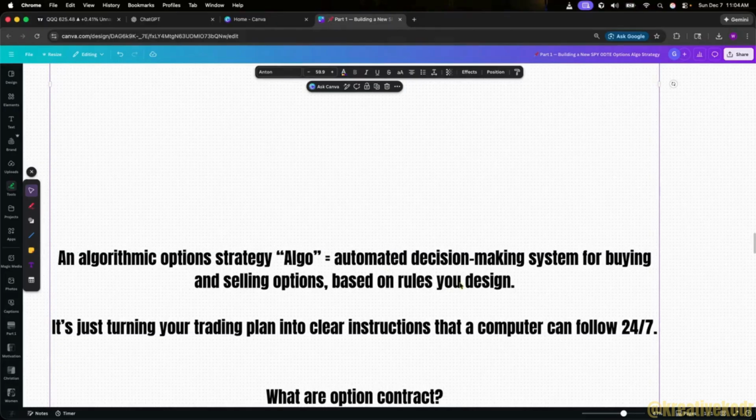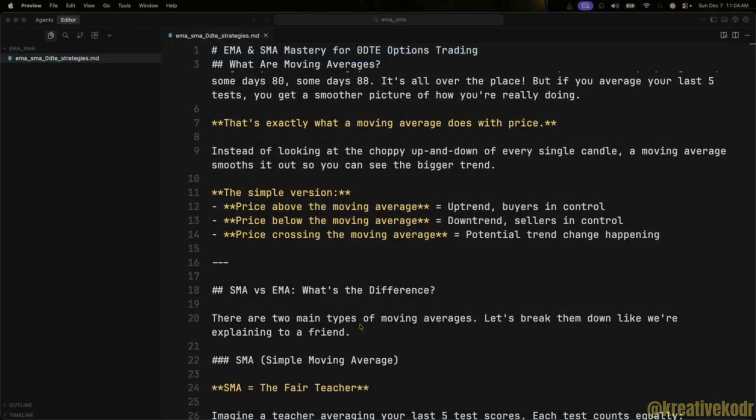Now, there are different ways to design rules. You can use indicators, price movement, volume, volatility, IV. But the way we're going to build our algorithmic trading strategy is to use indicators in addition to a few other ways to confirm the position. What it does is turn our trading strategy into clear instructions that a computer can follow 24/7. And we're breaking down one of the indicators we're going to be using, and that indicator is going to be EMA and SMA.